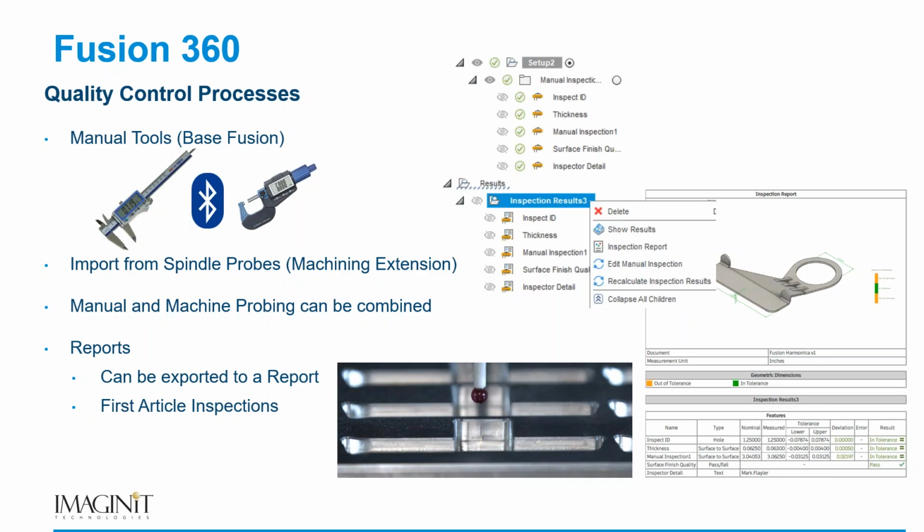I got this little harmonica holder, and I have the document name, the measurement type, the geometric dimensions, where it says if it's in or outside of tolerance. I can see the individual results based on each one that I took. So the inspect ID, thickness, manual inspection, things of that nature. And you can also merge that together with your machining extension importing of the probing data. That can all be combined into one report, okay?